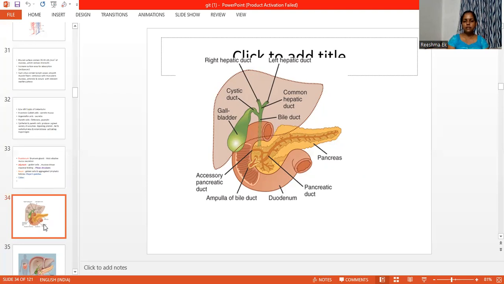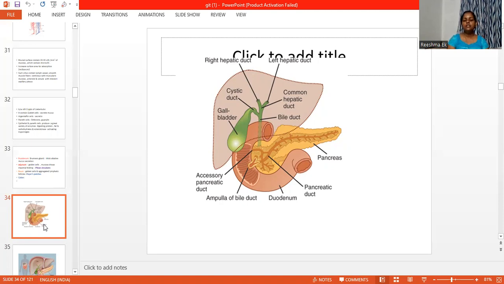And from these cells, the bile is then transported to the ductal system, first into the small ductules, then it is poured into the large ducts. Finally, two large common ducts are formed. They are the right and left hepatic ducts, and these join together to form the common hepatic duct.